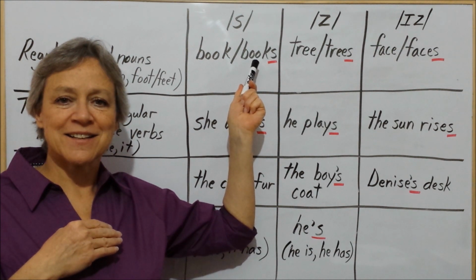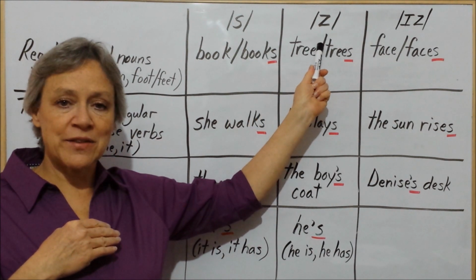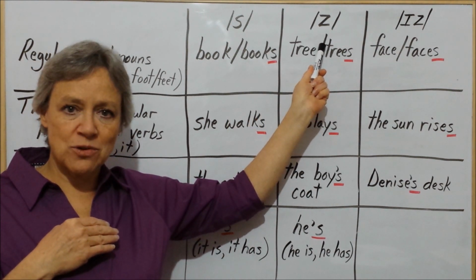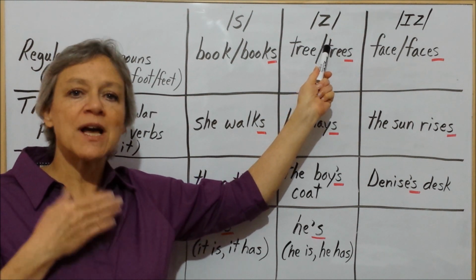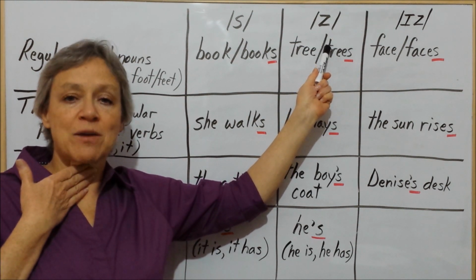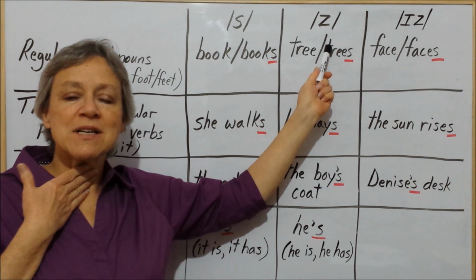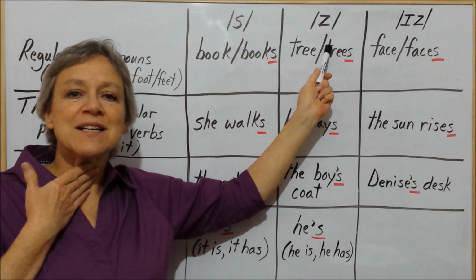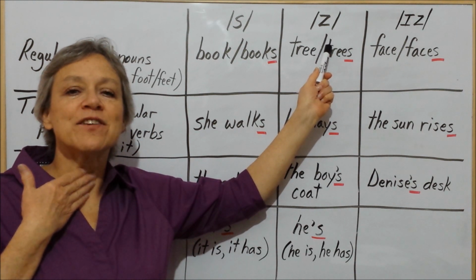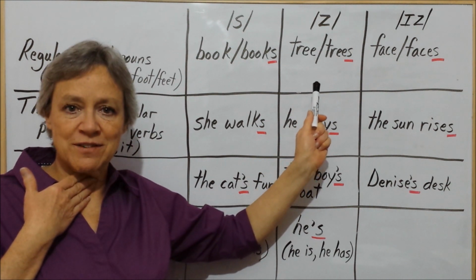S. This sound, on the other hand, does use the vocal cords. So when I make this sound, I can feel vibration here. This sound is Z. Z. And I can feel vocal cord vibration.